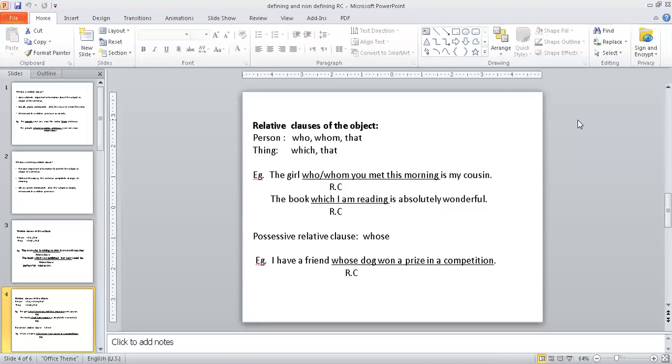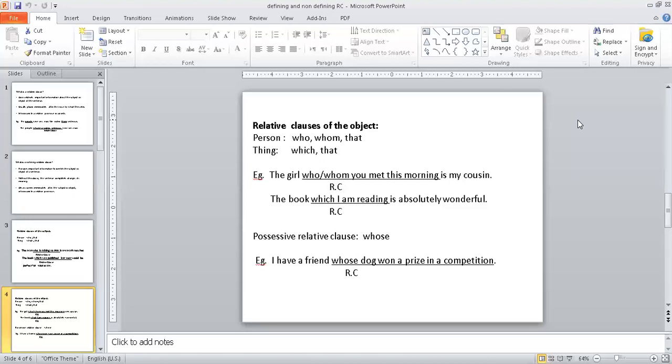Also we studied the possessive relative clause whose. انتبهوا whose, W-H-O-S-E. It's not apostrophe S. W-H-O-S-E وهي عشان تعرف ملكية possessive. Look at this sentence. I have a friend whose dog won a prize in a competition. Whose dog won a prize in a competition is the relative clause, and you can see that it is underlined.